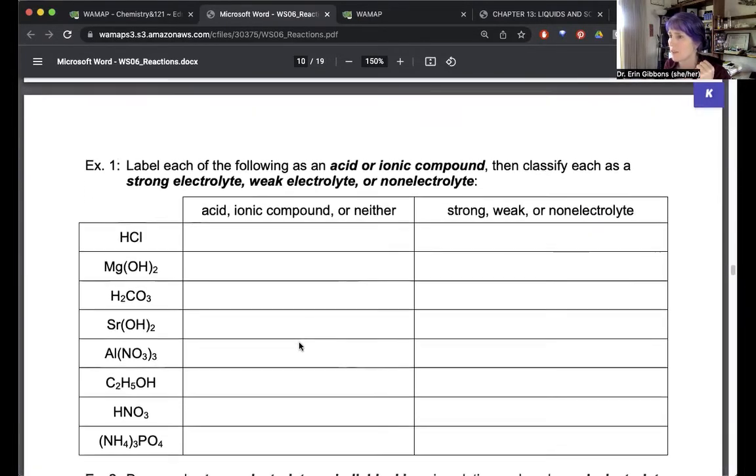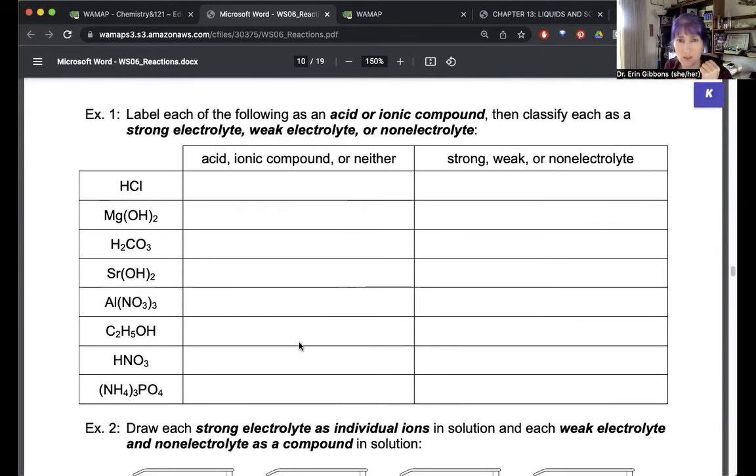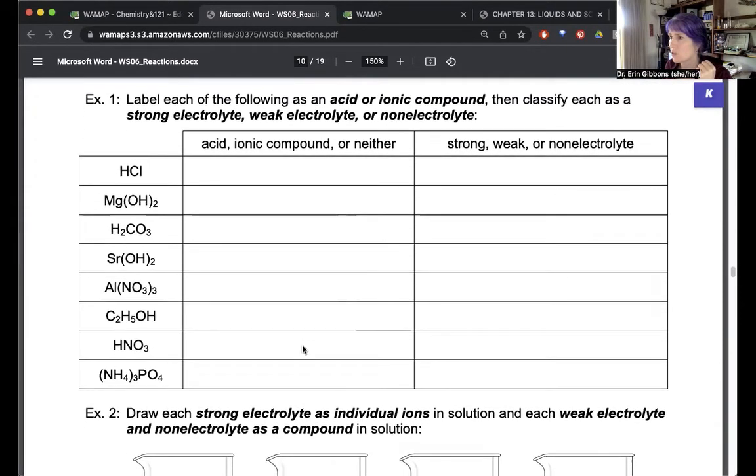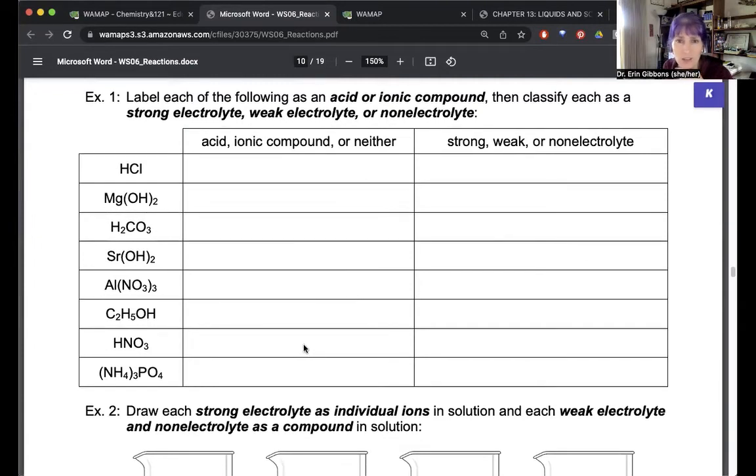So let's classify, and this is kind of a difficult skill. This is one of the challenging parts. So try to work through it and get through what you can. And I'm going to draw these pictures in the beakers down below as well. Okay, so we want to identify, is it an acid, is it an ionic compound, or is it neither? And then we want to say, is it strong, weak, or non-electrolyte? So you'll need your list of strong acids and bases, you'll need your solubility rules, and that's it.